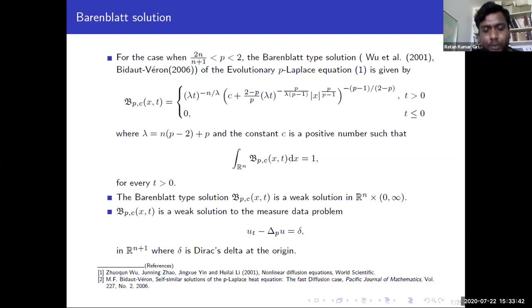When we have a PDE, we always want to know what is the worst possible solution that we may have. That is the Barenblatt type solution for the supercritical case. The Barenblatt type solution is not defined for the subcritical case. It looks a bit complicated. However, it is in explicit form, and it is a solution to our problem in the upper half space.